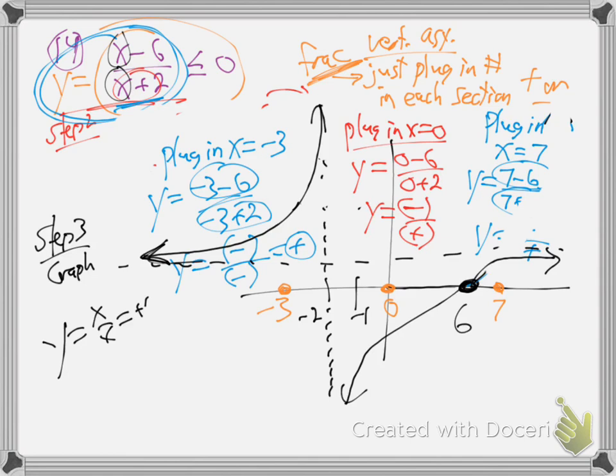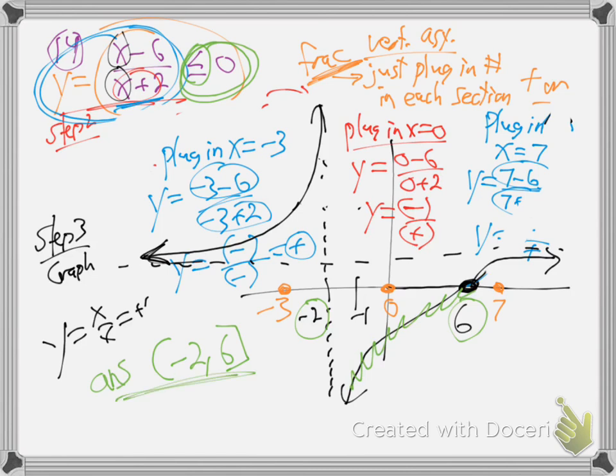So now, what's the answer to this question after all that? What do they want? Which section do they want? They want the one less than or equal to 0. Where is the graph less than 0? Only right there, between negative 2 and 6. Bracket the 6, because it wants less than or equal. You want the bar. So we bracket the 6, but we have to put a parenthesis at the negative 2 because you cannot touch negative 2. So there is the answer to the question after all that work getting the graph.